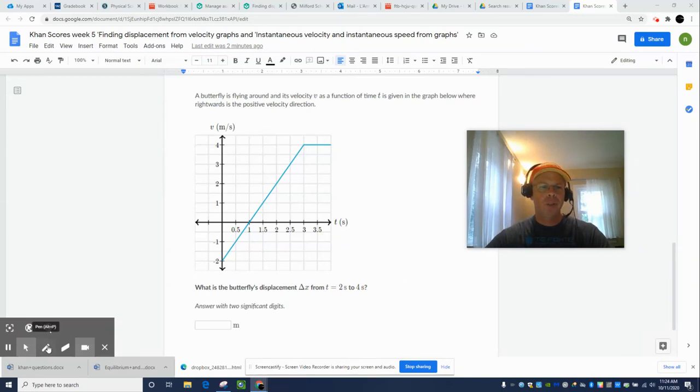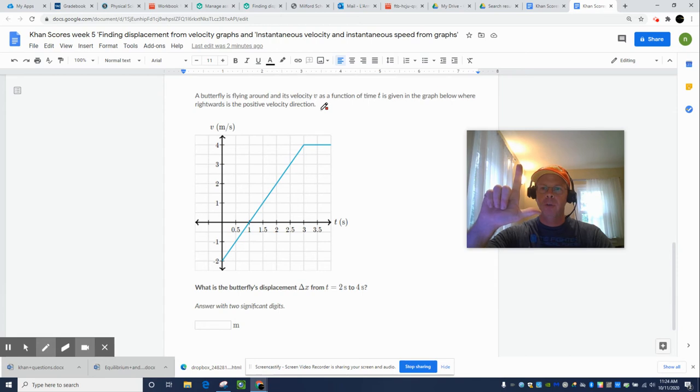I'd like to do a Khan Academy problem. It says a butterfly is flying around and its velocity v as a function of t is given in the graph below, where rightwards is the positive velocity direction. So we have the traditional frame of reference here. What is the butterfly's displacement, delta x, from t equals 2 to 4 seconds?